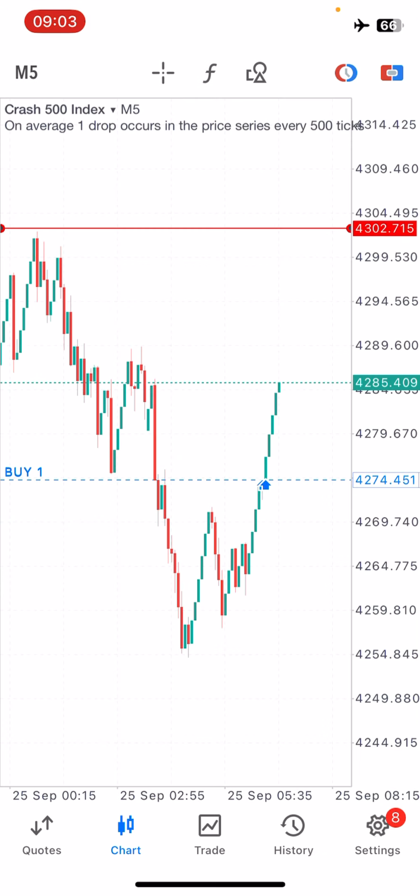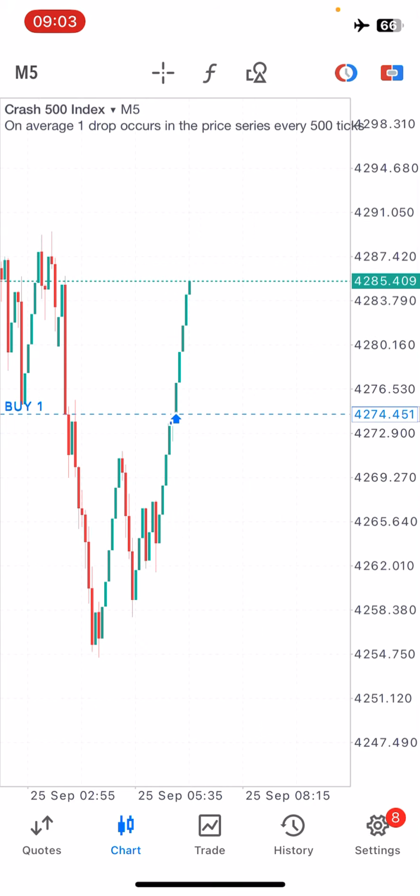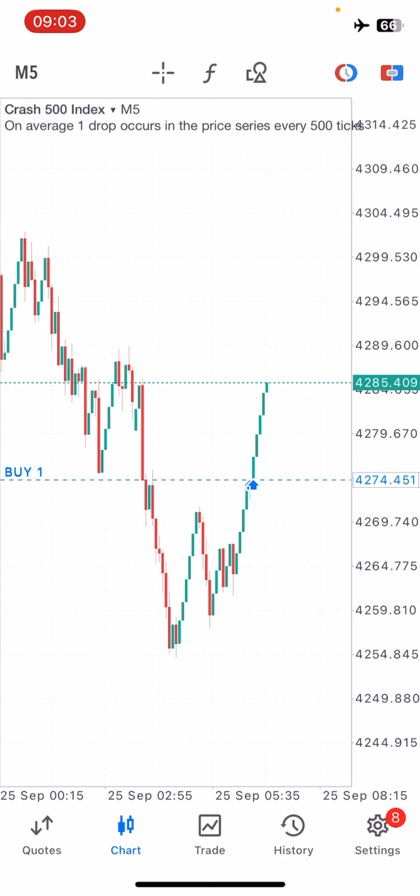That's price action. Remember, I do confluence trading. I also involve my price action in my trades just to increase my chances of winning.